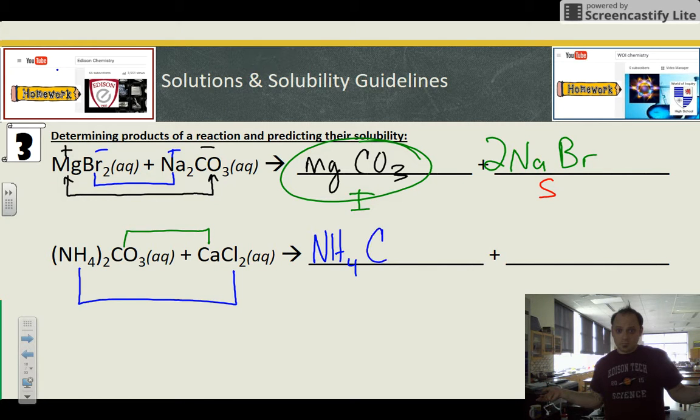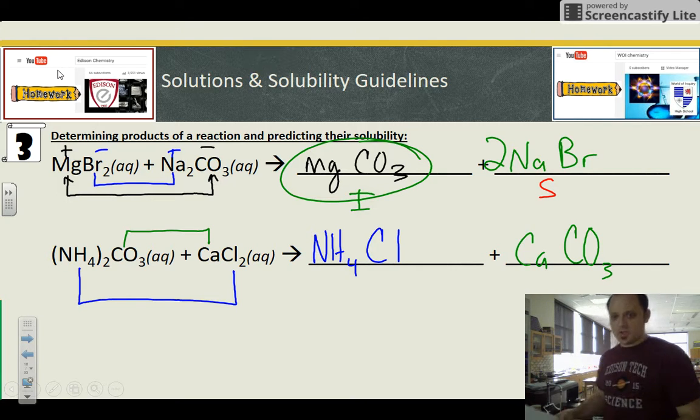Notice I'm not bringing over the 2 on the Cl, and I didn't bring over the 2 on the Na and the Br. These are not balanced necessarily. We're not balancing here. You can balance them, but we're just trying to show the products. But you still have to do the solubility. You have to crisscross if you're going to balance. You can't just bring over the subscripts. You have to crisscross the charges, build them, and then balance.